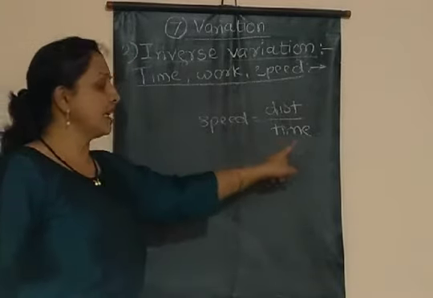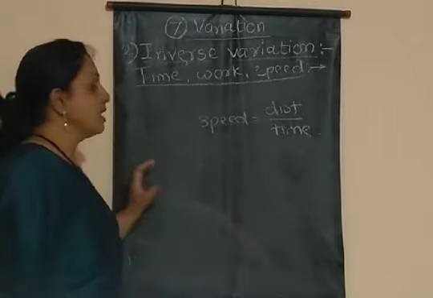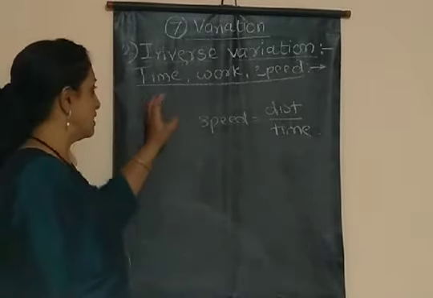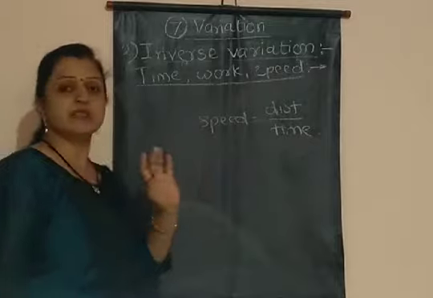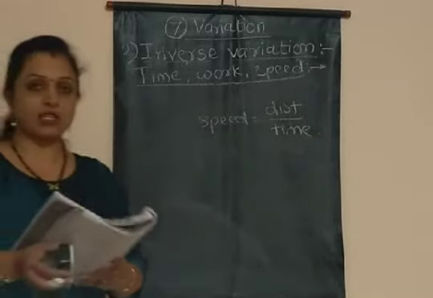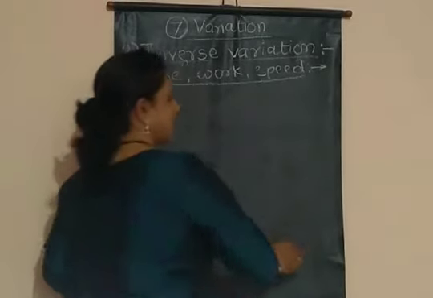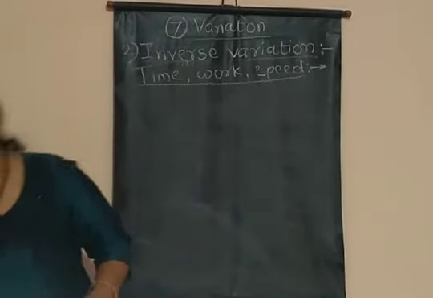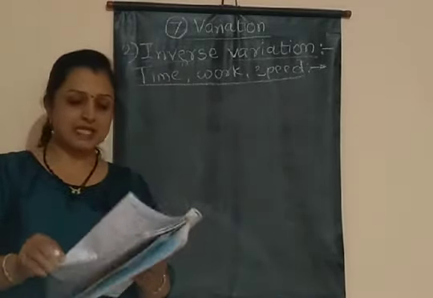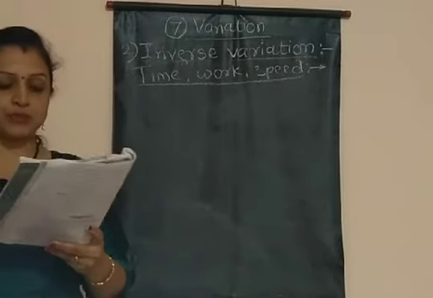Speed and time are in inverse variation, and we have to study such types of numericals in this topic, time, work and speed. The first numerical that we are going to take is the solved numerical. Let us consider that first numerical, then we will solve practice set 7.3. So what is that first question?